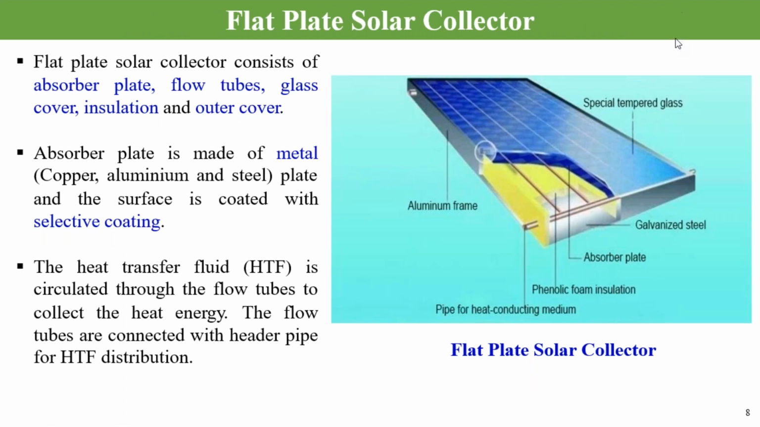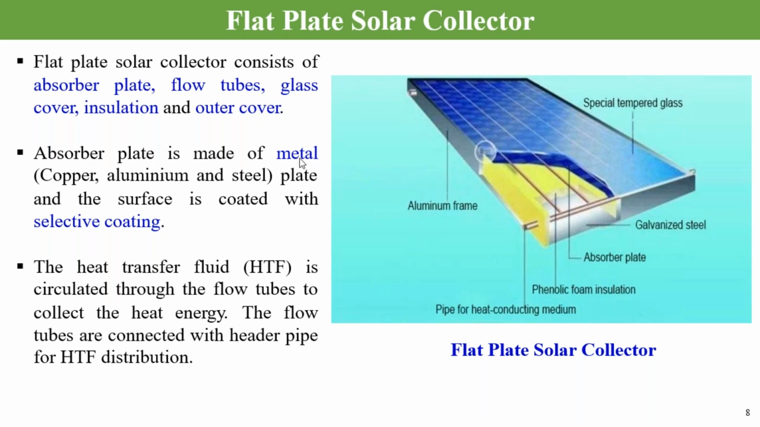Now here we have the simplest, the flat plate collector. Everyone can understand it from the schematic diagram. A flat plate solar collector consists of an absorber plate, flow tube, glass cover, insulation, and outer cover. Now it has two very essential parts. One part is the absorber plate, and it is made of metal.